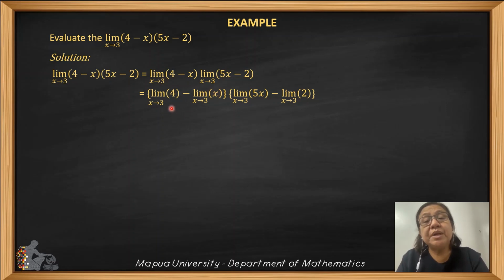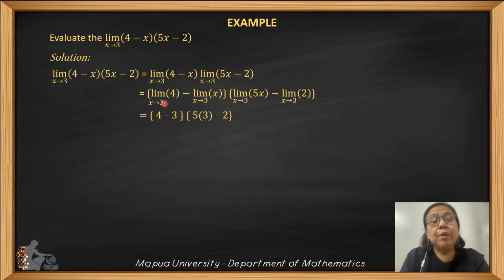And therefore, this will now give us the limit of 4 as x approaches 3 minus the limit of x as x approaches 3. As to the other factor, we will have the limit of 5x as x approaches 3 minus the limit of 2 as x approaches 3. Okay, and applying now the theorem on the limit of x as x approaches a being a, and that the limit of the product is equal to the product of the limits, then we will now have the limit of 4 as x approaches 3 to be 4.